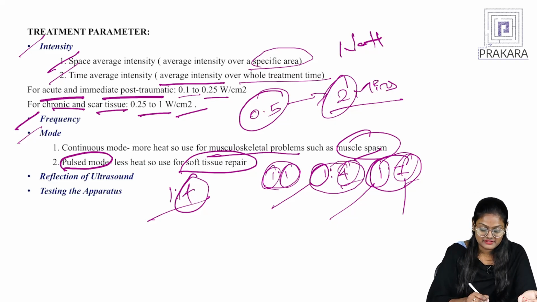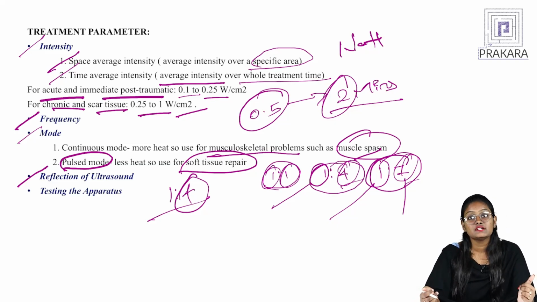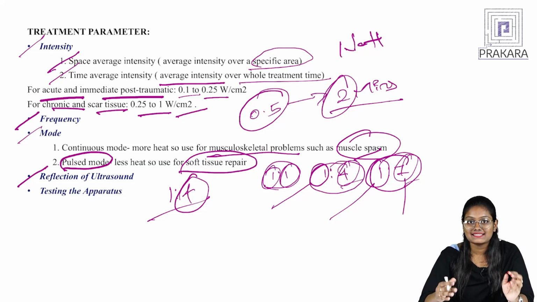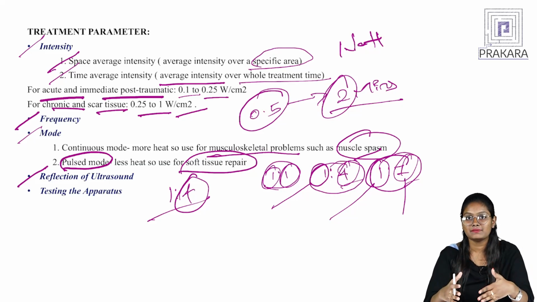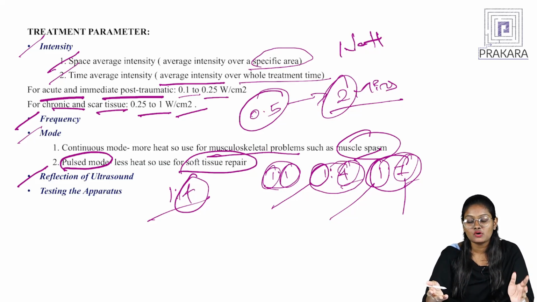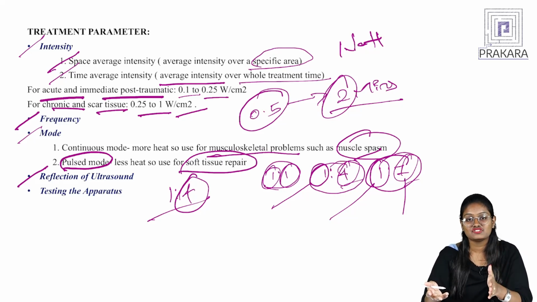Next, we have the reflection of the ultrasound. Earlier we discussed that sound waves reflect when they pass through two different media. So, whenever you are treating a particular area, you have to place the head of the ultrasound on that area, and you are not supposed to place it in an angular manner. Here again, I just want to remind you that this reflection occurs in ultrasound treatment also.